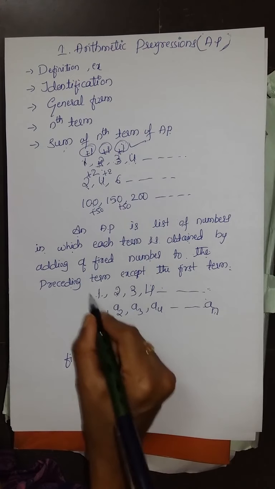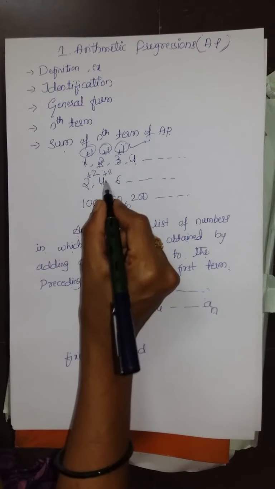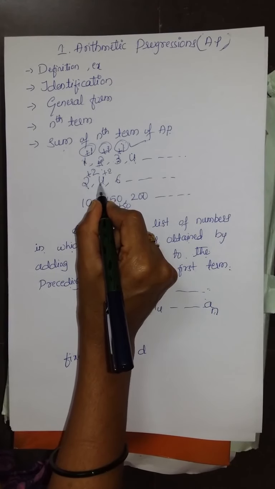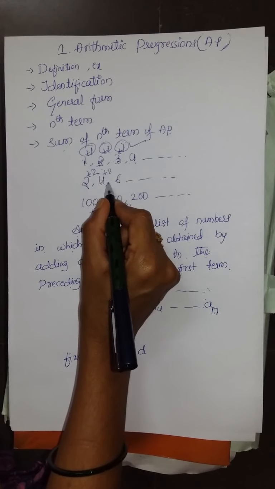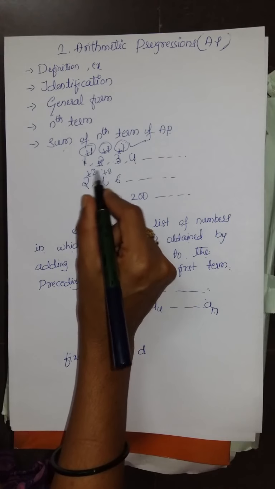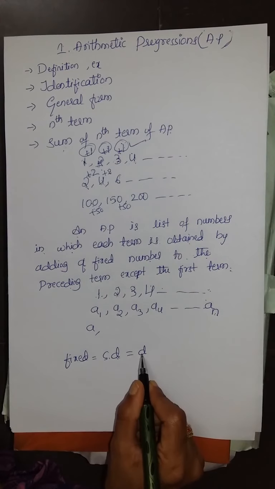The difference is 1, which is the fixed number. Here also, 4 minus 2 is 2, 6 minus 4 is 2. That is, the difference is 2. This is the fixed number. This is called the common difference. We denote this by d.